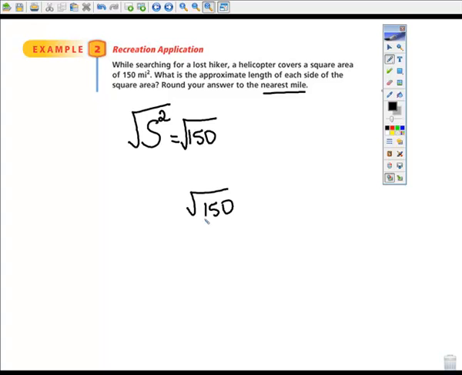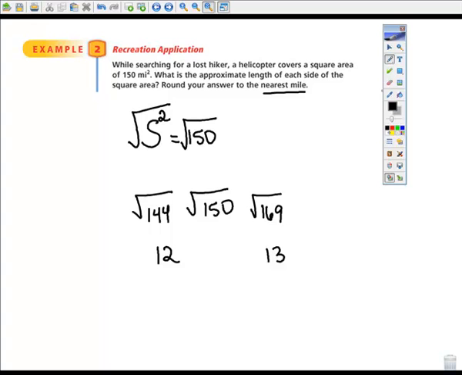I'm rounding this to the nearest mile, so I'm really looking again at the closest integer. 150 is between the two perfect squares 144 and 169. The square root of 144 is 12. The square root of 169 is 13. I can't just say it's between 12 and 13 miles, though I know it is. It says to round your answer to the nearest mile, so I have to choose 12 or 13.